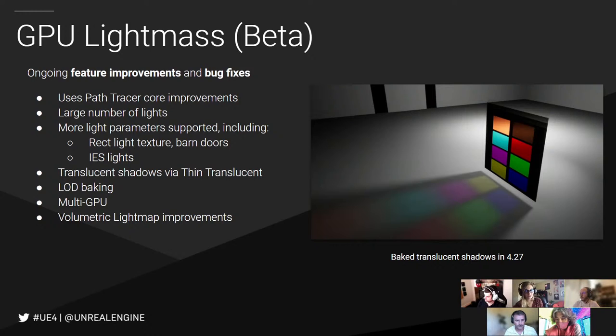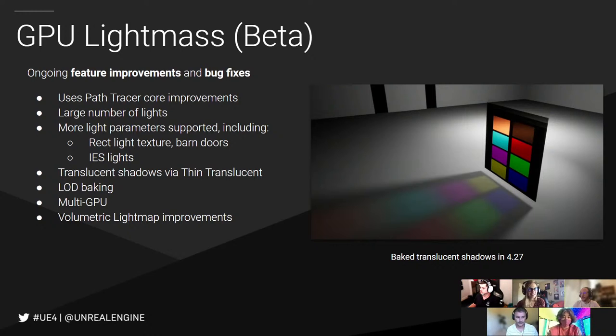It also supports the different blend modes, which means we can bake colored translucent shadows now in GPU Lightmass. There's been a number of other improvements, including better support for LODs. We've implemented multi-GPU support here, related to the multi-GPU support in the in-camera VFX workflows. Sometimes you want to bake as quickly as you can. So if you have multiple GPUs in your computer, that's really nice.